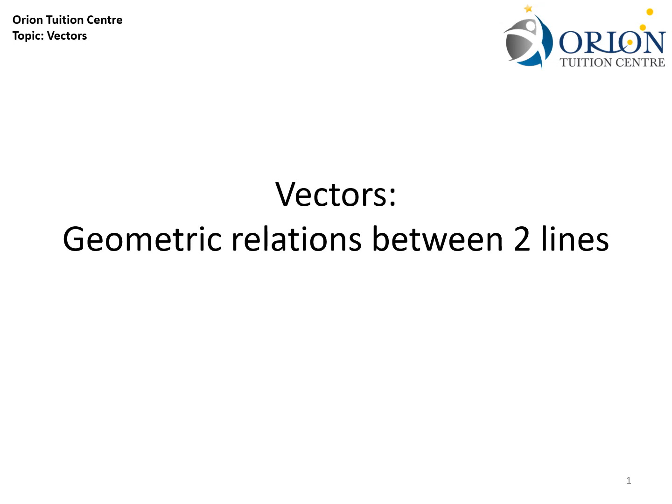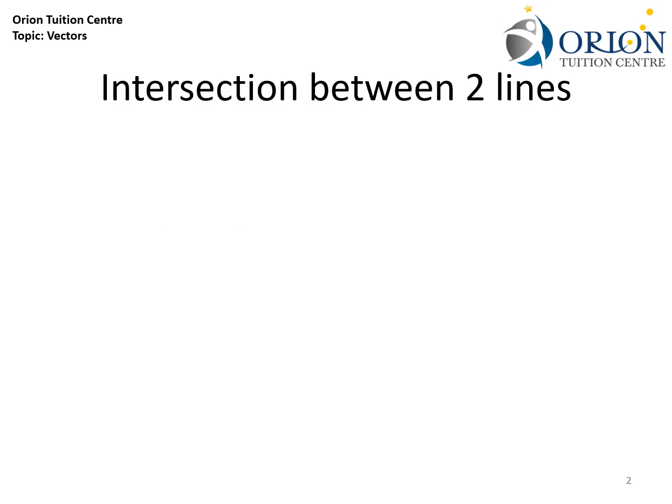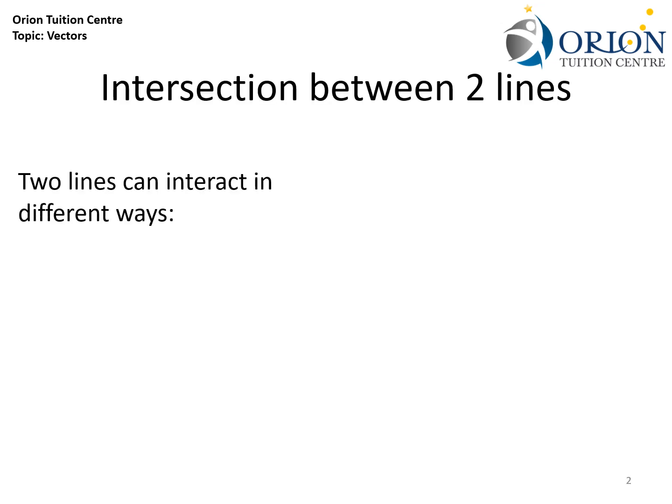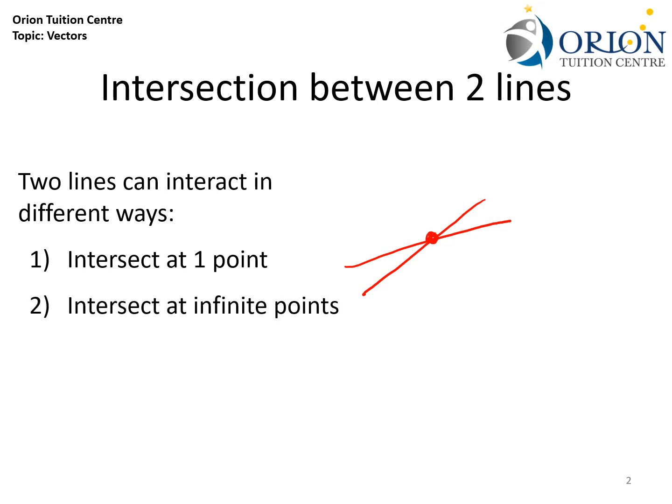In this video, we will look at the various geometrical relationships between two lines. Between two lines, there are several ways they can intersect with each other. The two lines can intersect at one point, for example, something like this. They intersect at this point over here. The two lines can also intersect at infinite number of points, or essentially, they are the same line.